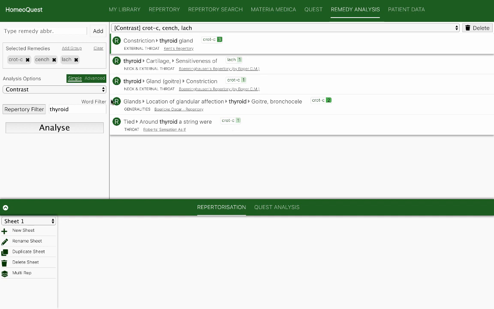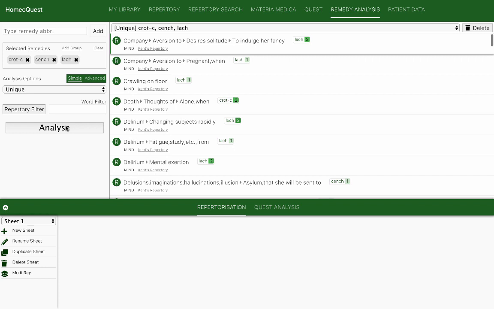And finally, we're looking at the unique. Now the unique is a wonderful tool to understand the unique PQRS rubrics of your selected remedies. So say for example we still are with these 3 remedies, crotalis cascavella, cenchrys and lachesis, and we remove the thyroid, and we look at the unique symptoms. So what you find here is, if you have thoughts of death only when alone, there is only 1 remedy, and that's crotalis cascavella.